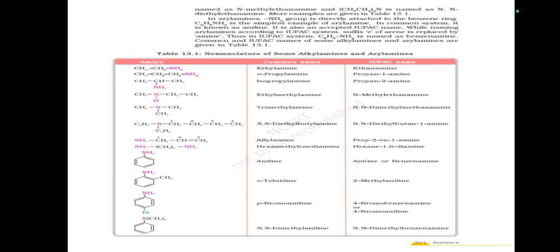In aryl amines, the NH2 group is directly attached to the benzene ring. C6H5NH2 is the simplest example of aryl amine. In the common system, it is known as aniline. It is also an accepted IUPAC name. Now, while naming alkyl aryl amines according to the IUPAC system, the suffix E of arene is replaced by amine. Thus in the IUPAC system, C6H5NH2 is named as benzenamine. The common and IUPAC names of some alkylamines and arylamines are given in table 13.1.